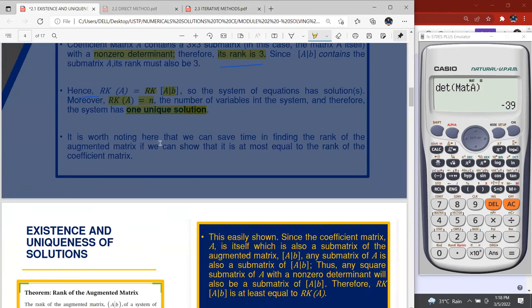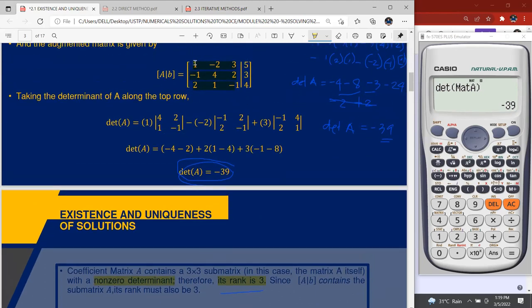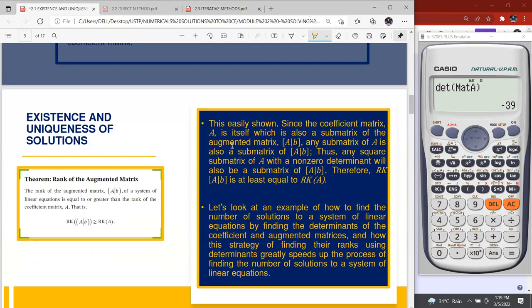It is worth noting here that we can save time in finding the rank of the augmented matrix if we can show that it is at least equal to the rank of the coefficient matrix. So we don't need to compute the rank of the augmented matrix, because the available square matrix already contains a non-zero determinant. This is easily shown, since the coefficient matrix A is itself a submatrix of the augmented matrix B. Any submatrix of A is also a submatrix of B. Thus, any square submatrix of A with a non-zero determinant will also be a submatrix of the augmented matrix B. Therefore, the rank of the augmented matrix is at least equal to the rank of A.